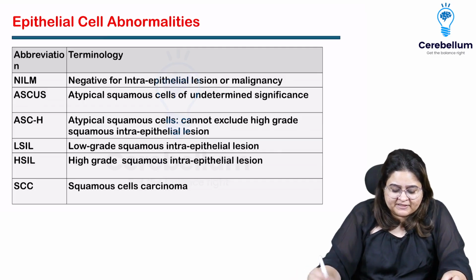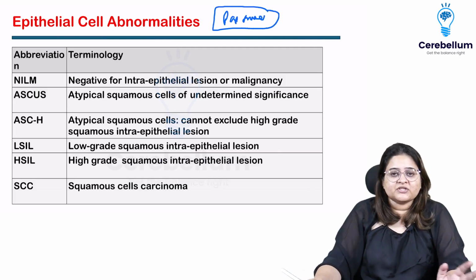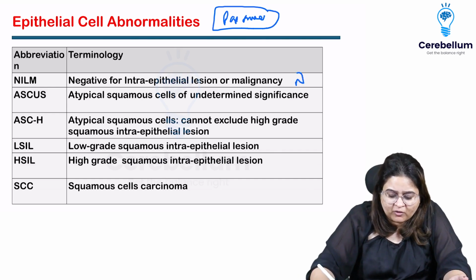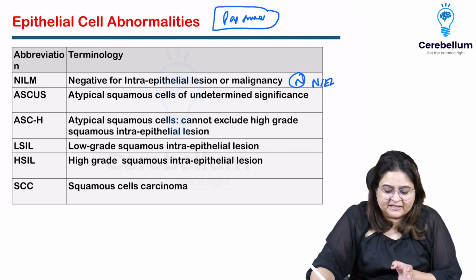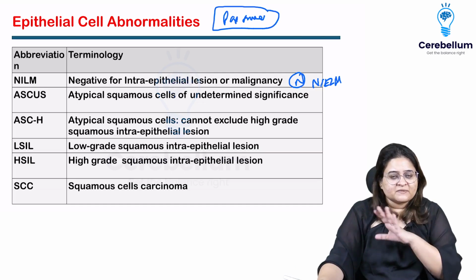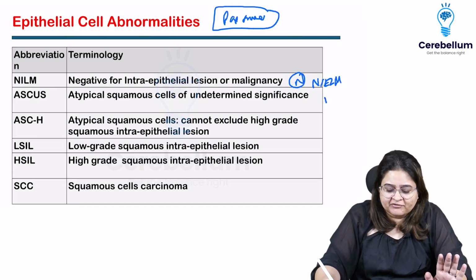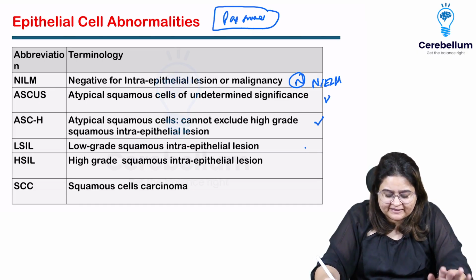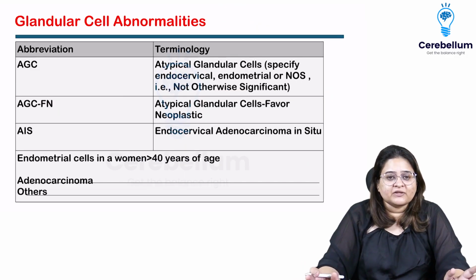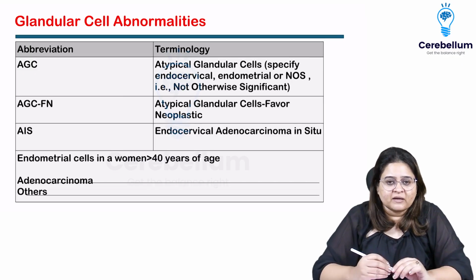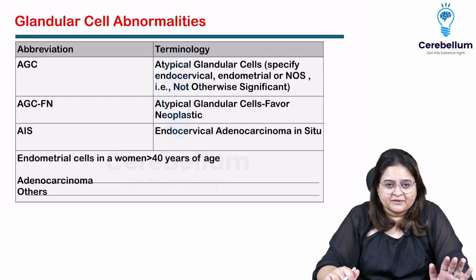Now, when a pap smear is taken, what are the possible lesions that can come? This is a normal thing. If it comes as negative or NILM, negative for intraepithelial lesion or malignancy, this means it's normal, nothing to worry. These are all abnormal findings, starting from ASCUS, ASC-H, LSIL, HSIL, or frank squamous cell carcinoma. You can even have glandular cell abnormalities. These are endocervical abnormalities, but these are not important. What you should know are the epithelial cell abnormalities.